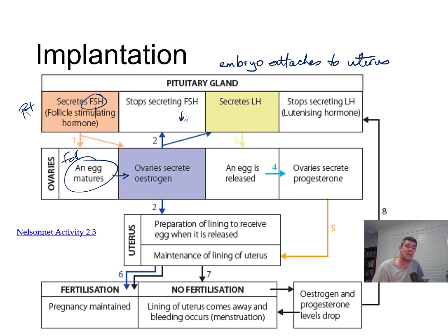Now, it's not perfect. Occasionally, a follicle from each of the ovaries may be stimulated, and you may get more than one egg appearing at a time.